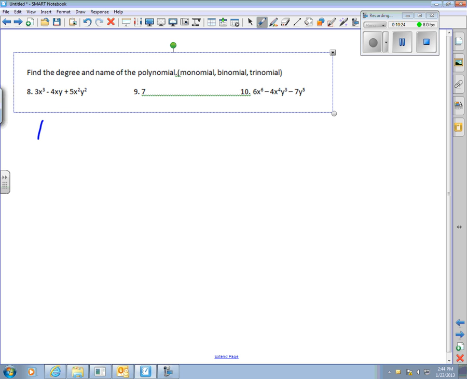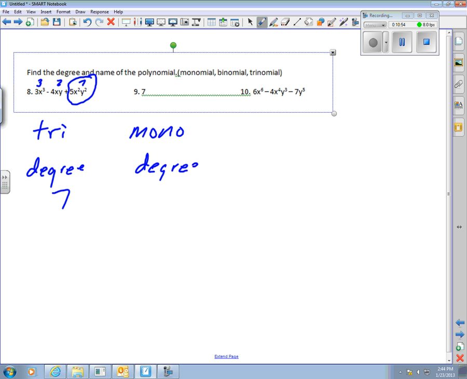And here we go, finding the degree of the polynomial and then naming it. Well, I know this one is a trinomial, and I know its degree is going to be, that one's term is 3, this one's degree is 2, and this one is 7. Remember, we don't add them together, you just pick the largest one. So this one is degree 7. This one, since it doesn't have any other terms besides this one, we're going to call it a monomial. And its degree is 0 because there's no x's or y's.